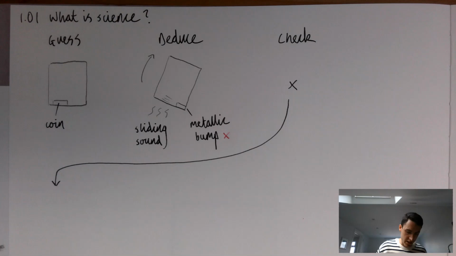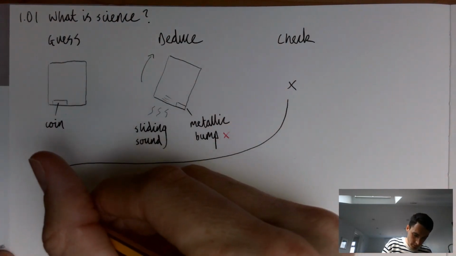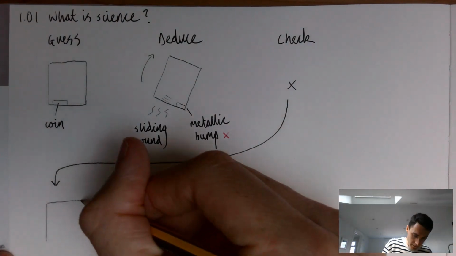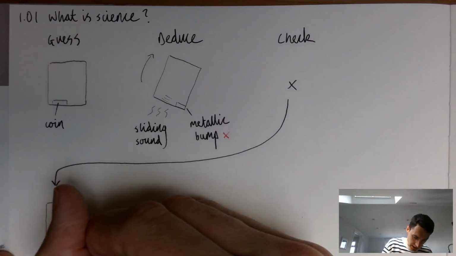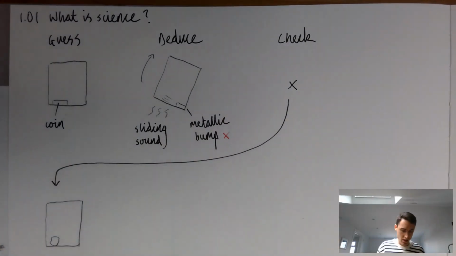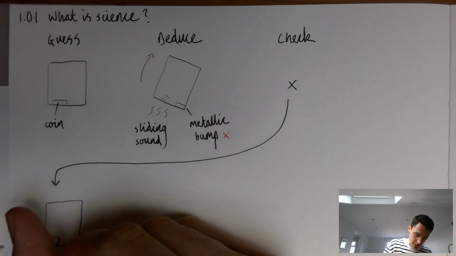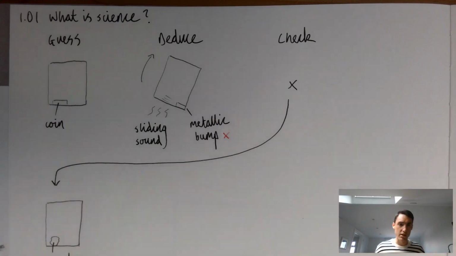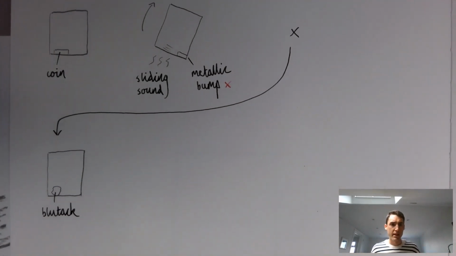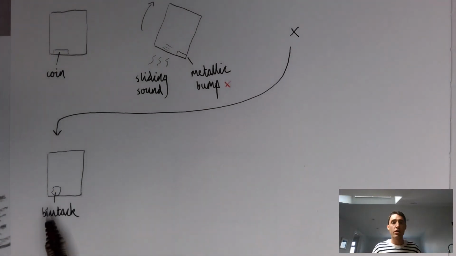So now I'm going to guess, okay, maybe a lump of blue tack. Maybe there's a lump of blue tack inside the box, because that would make that kind of soft sound like this. Blue tack. I never know how to spell that word. I'm just going to write it like that. Blue tack.